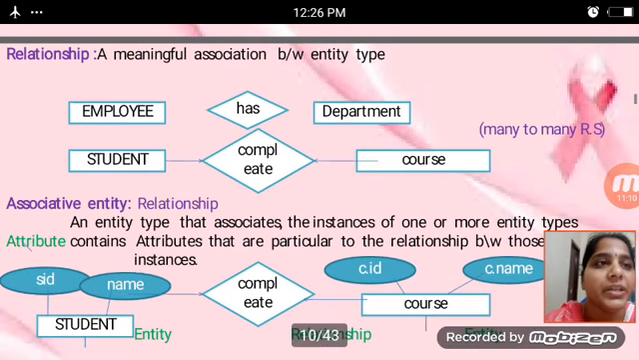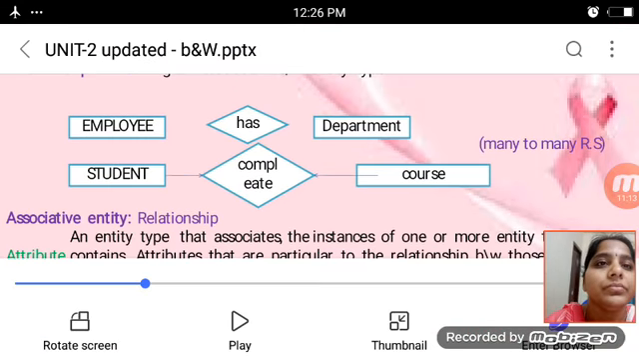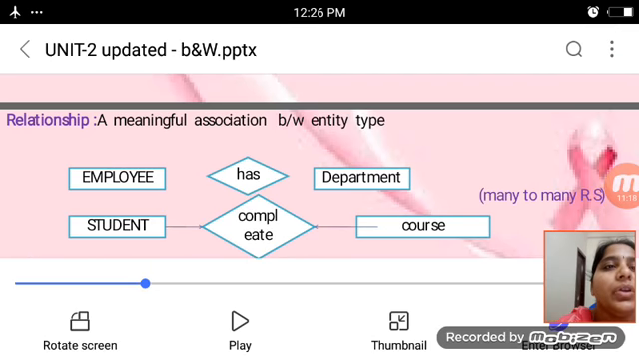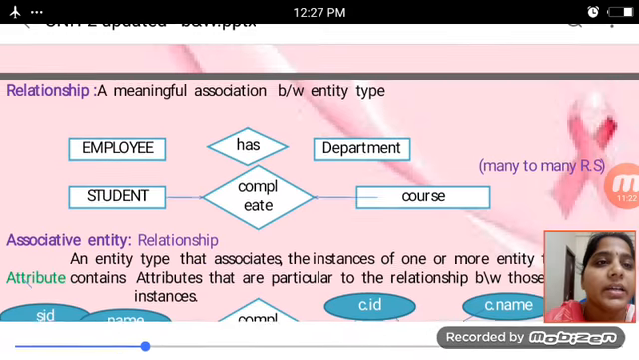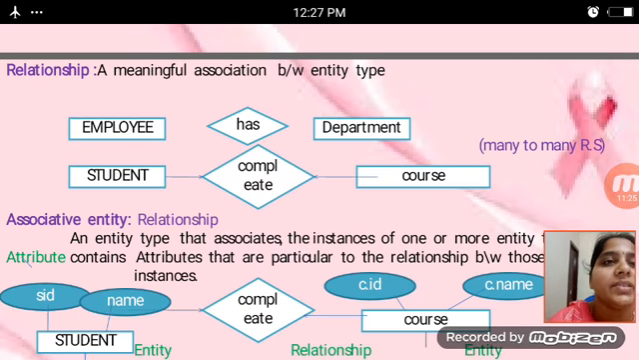A relationship is a meaningful association between entity types. In the first figure, an employee and a department are there, but there is no relationship between them. In the second figure, a student completes a course, which is where I am giving a relationship.